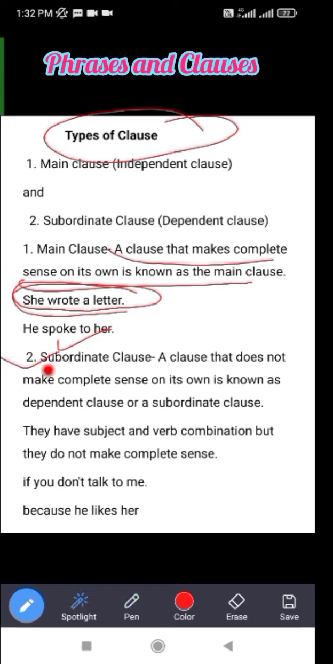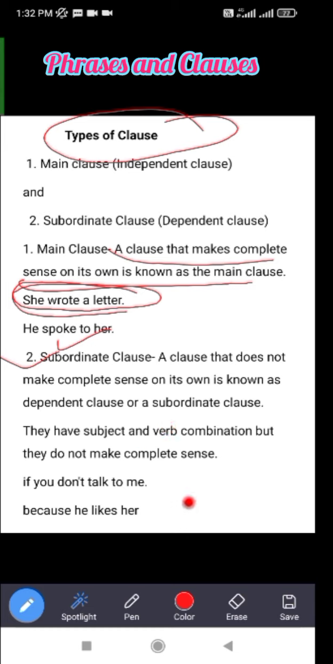Subordinate clause, what is it? A clause that does not make complete sense on its own is known as dependent clause or subordinate clause. Clear? So it will not give you a complete sense by itself. It always depends on the main clause. Remember that a subordinate clause always depends on the main clause. It needs the help of the main clause to complete its meaning. So it is always incomplete. They have a subject and verb combination, but they do not make complete sense.